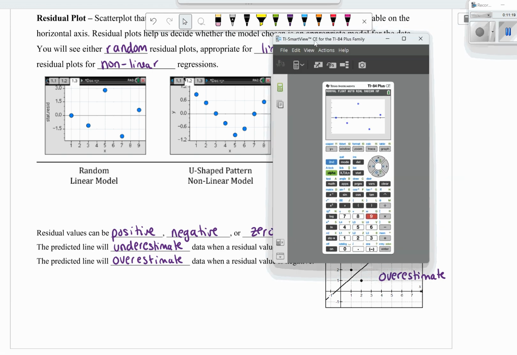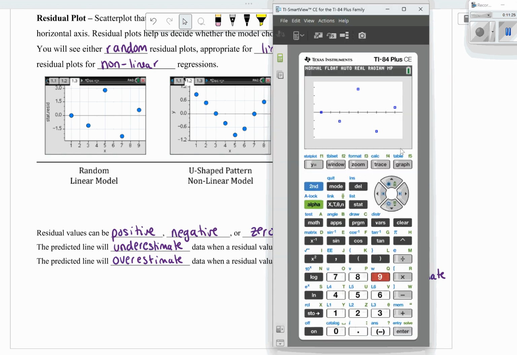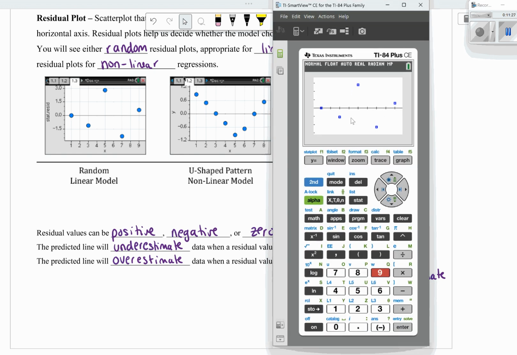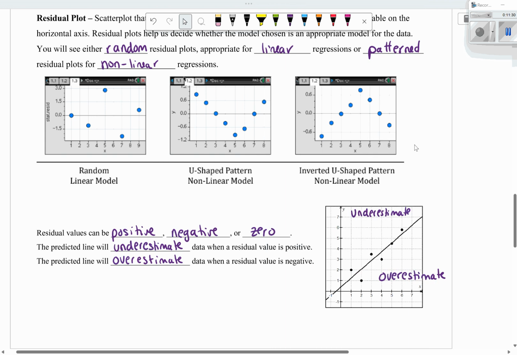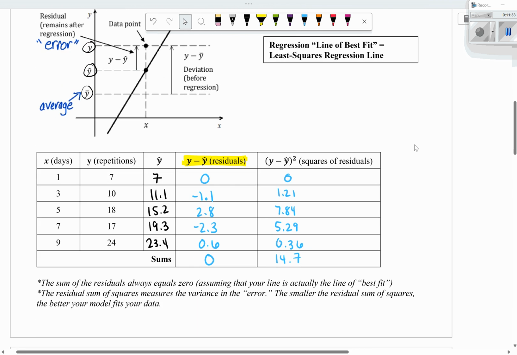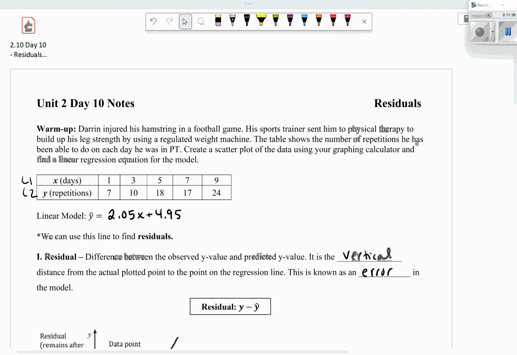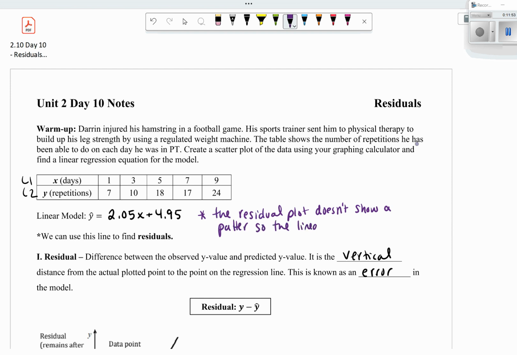All right, so going back to the data we have here, as I said, looking at this graph, I would say that looks like a random plot. Because the residuals show no pattern, we would say a linear model is appropriate. So I'm going to go back up here and just make a note that the residual plot doesn't show a pattern, so the linear model is a good fit.